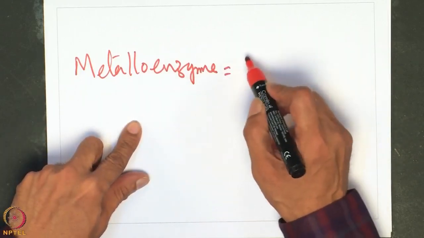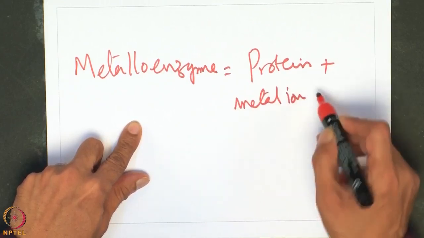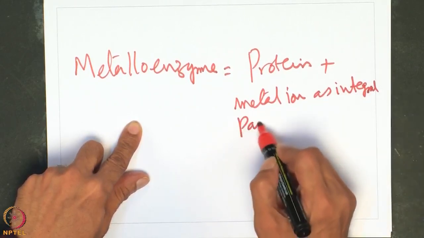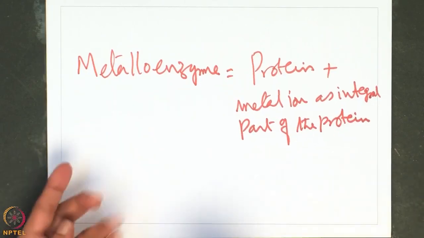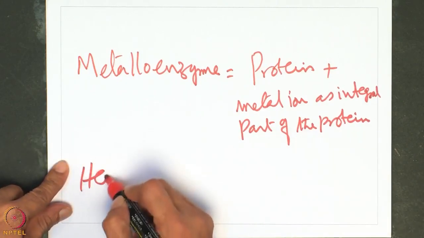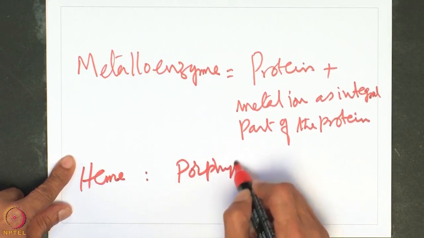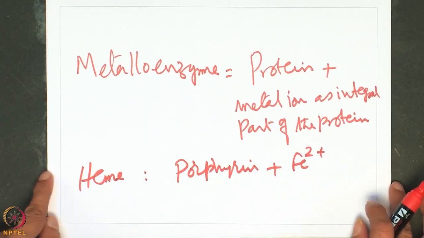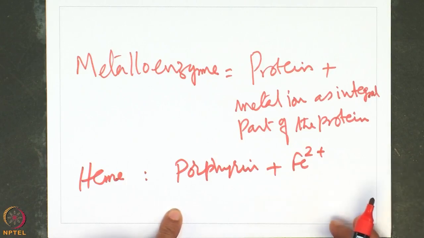Okay, you have a protein plus metal ion as an integral part of the protein. Okay, so these are some of the things that we have looked at. In the case of heme proteins, heme is porphyrin plus iron. Okay, so there are different kinds of porphyrins, and the different kinds of porphyrins are present in different kinds of heme proteins. So with that, we will see them whenever the future discussions come on that particular thing.